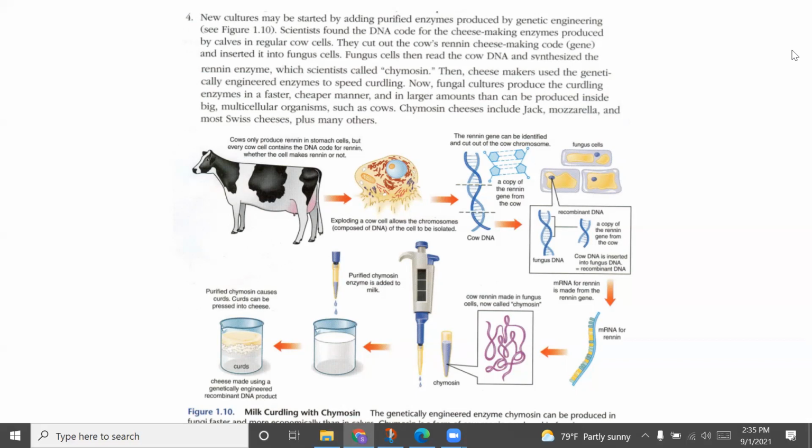So 3 and 4 are very similar, actually. We're just taking that enzyme and putting it in the milk. It's just, where is that enzyme coming from? So step 4, we're taking that enzyme and using biotech for a fungus to make it, rather than getting it straight from the cow.